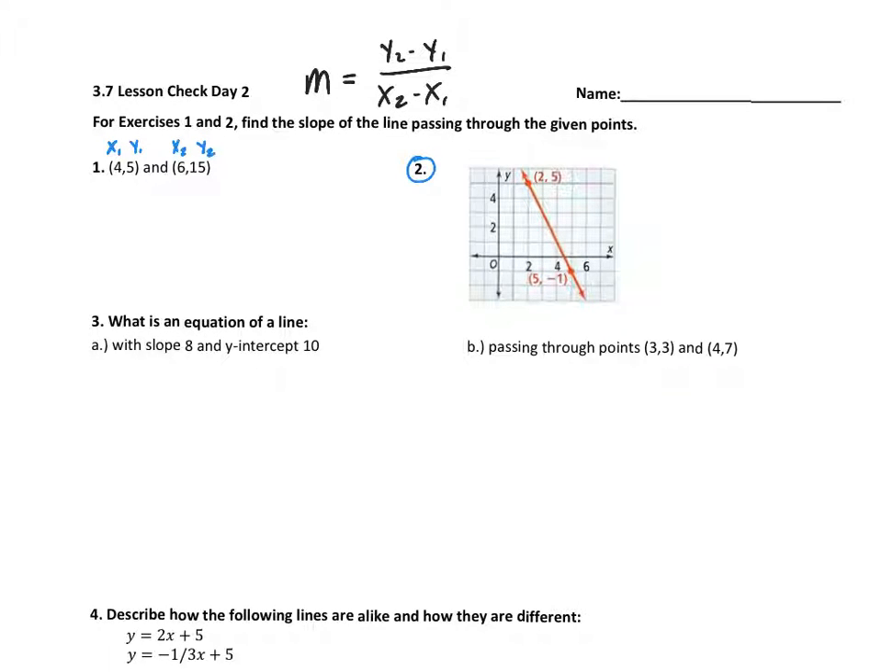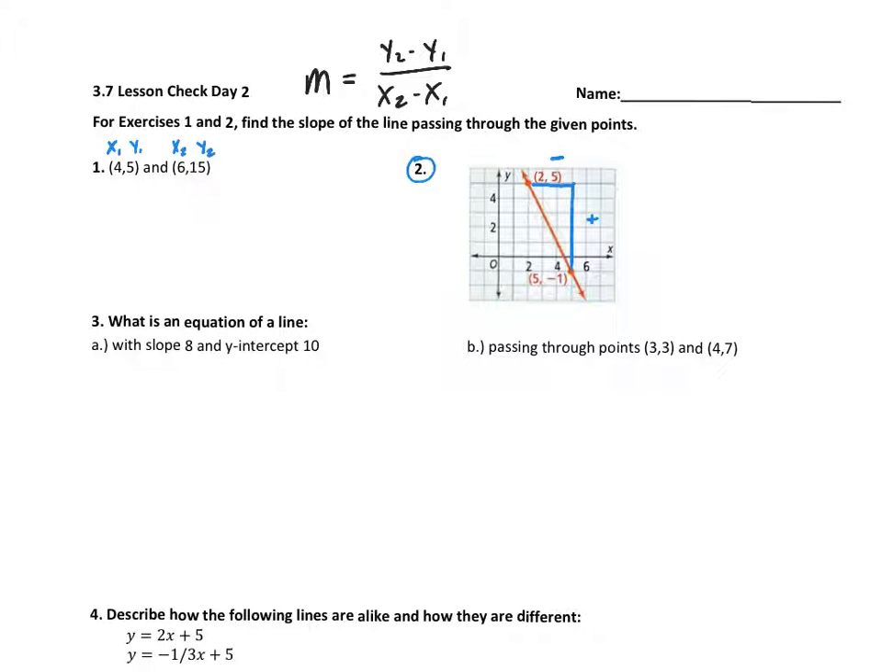Same thing over here. You can use your slope formula to plug it in using these 2 points, or you can just count your rise over run. So you can do your rise and then your run. Just remember when you're going left for your run that it's going to be a negative number, and going up will be a positive number.